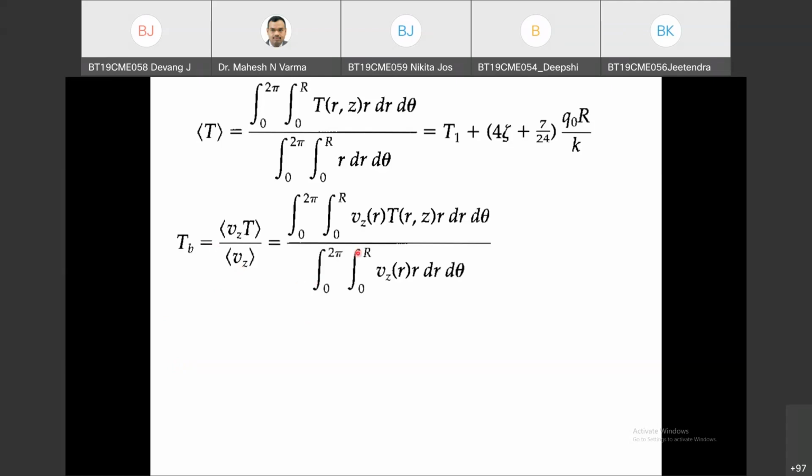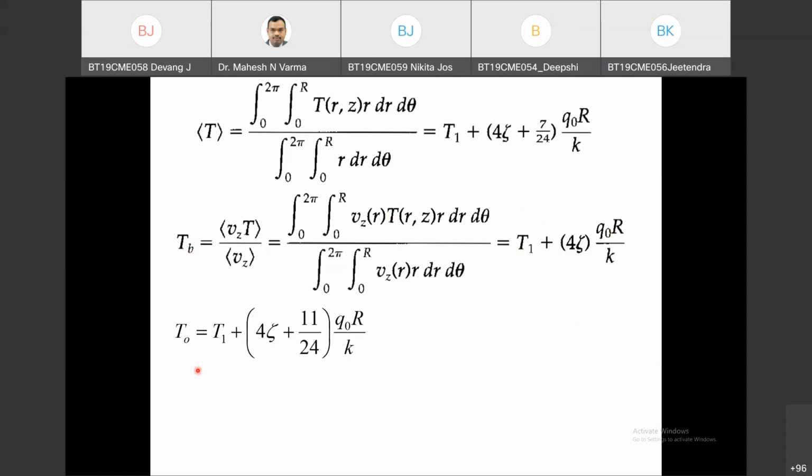So now you take this Vz and integrate it over 0 to R, 0 to 2 pi, and this will be the bulk temperature. So bulk temperature will be T1 plus 4 zeta Q0 R by K. You substitute this T here and get this exactly in a similar manner to how we got the other. Now rearranging this equation, this is my surface temperature and this is my bulk temperature.